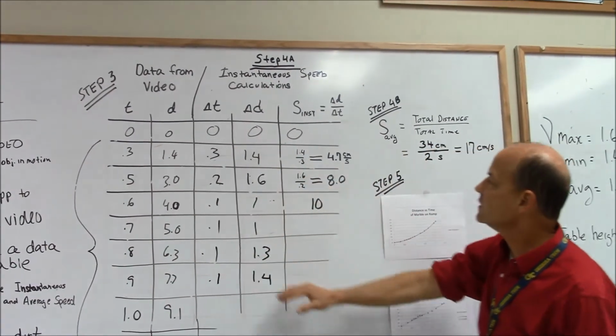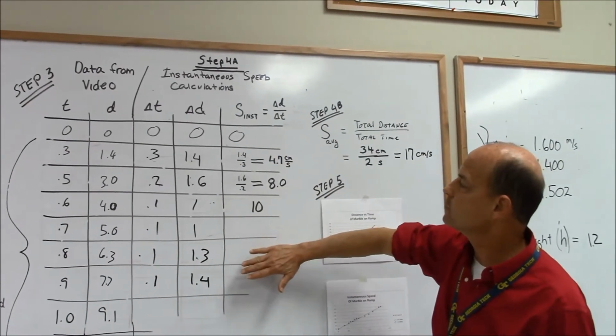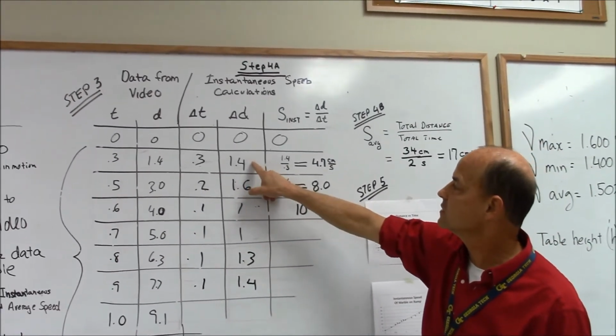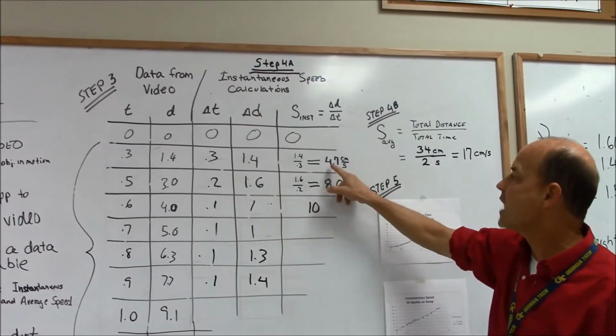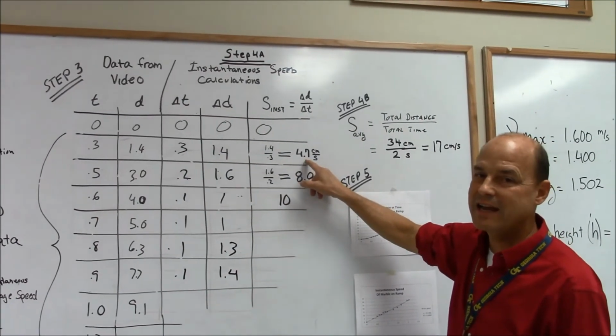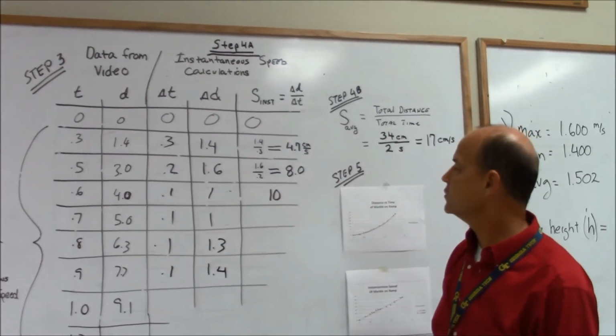After you filled out this, then you calculate the instantaneous speed, which is your change in distance over your change in time. So you actually get a number for the instantaneous speed of your object in motion.